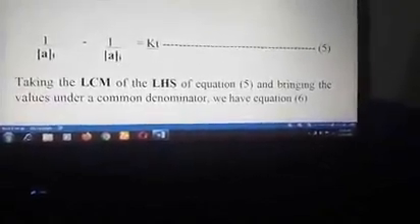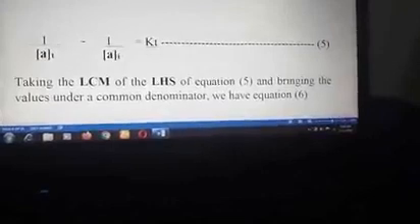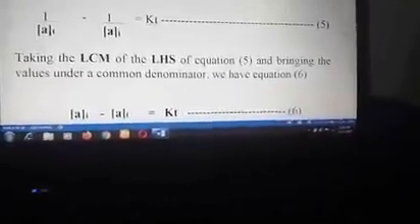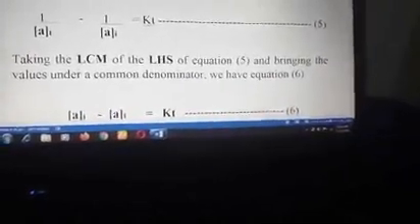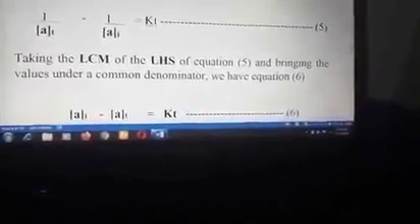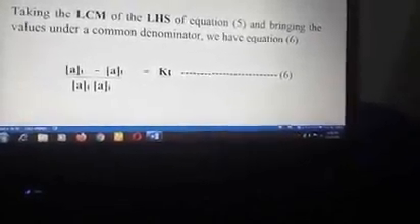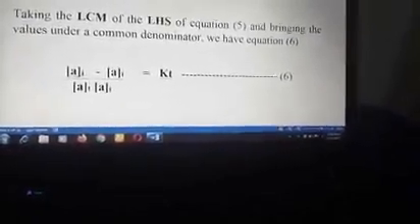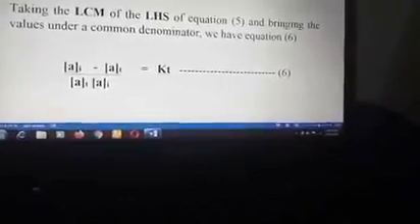So equation 4 has been simplified to get equation 5. Taking the LCM of the left-hand side of equation 4 and bringing the values under a common denominator, the LCM is going to be a_t times a_i. We join them into one fraction. We now have small a, bracket, a_i minus a_t, all over a_t multiplied by a_i, equal to kt. That is equation 6.